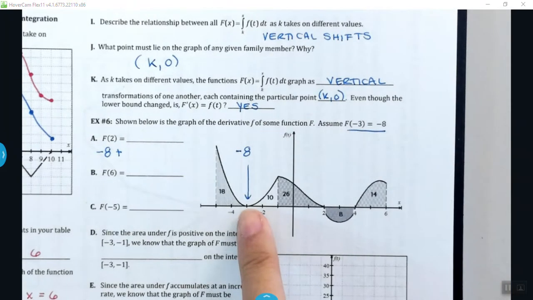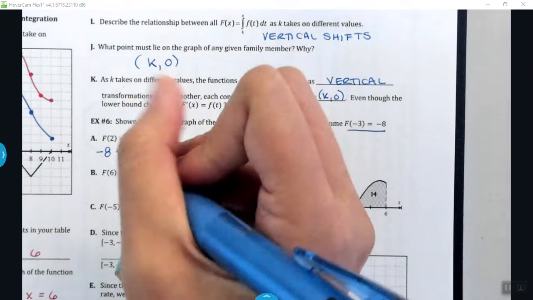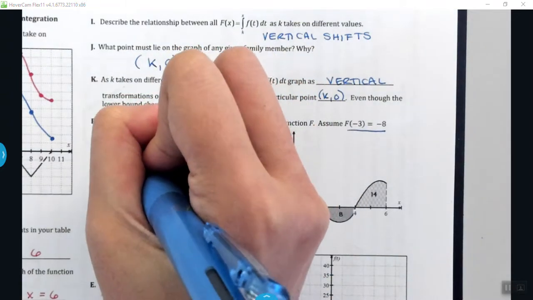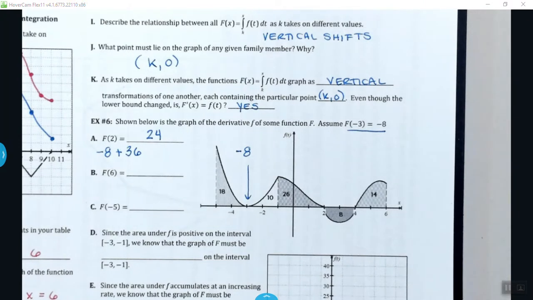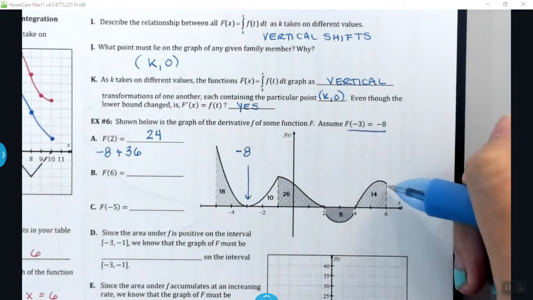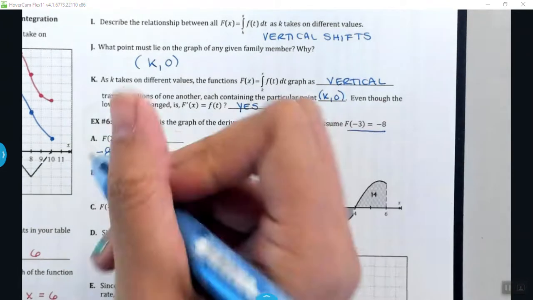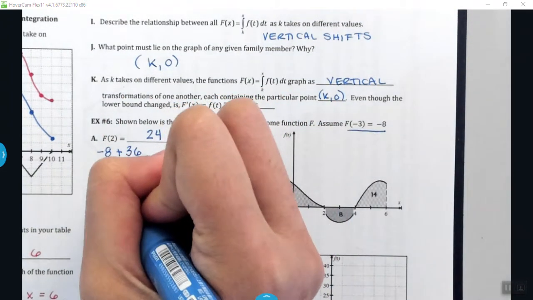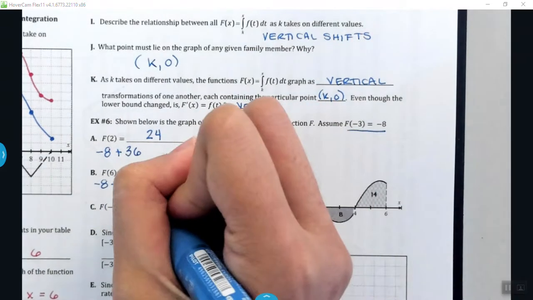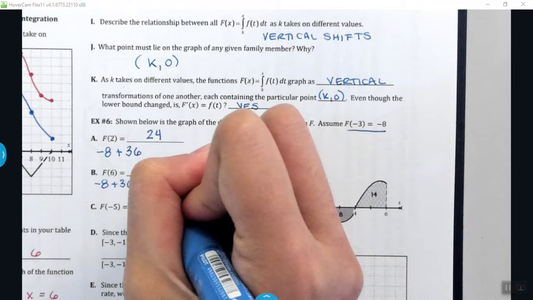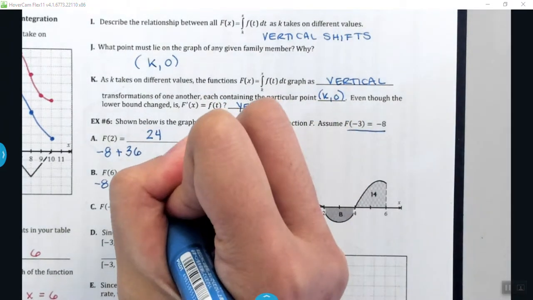Yes, add the integral from -3 to 2, so we add 10 and 26. So we add 36, and we get 24. So f of 2 is 24. If I want to find f of 6, I start at -8. I add the 36, then I take away 8, and I add 14 to get all the way to 6, and I get 34.